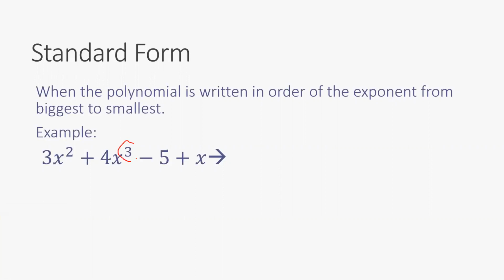Okay, the biggest exponent is 3, so that's going to go first. Okay, then I have an exponent of 2. When I have a term that's just x, or even if it had a number in front of it, if it does not have an exponent, that means the exponent is 1. So this will be our third term. And then the constant always goes at the end. So in standard form, I would say 4x cubed plus 3x squared plus x minus 5.